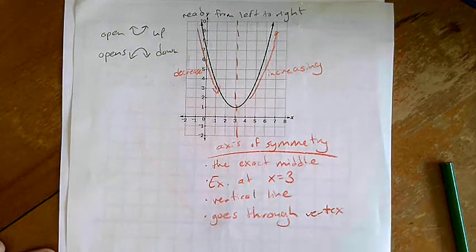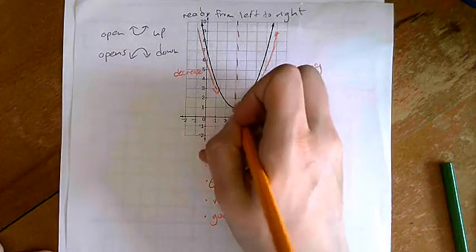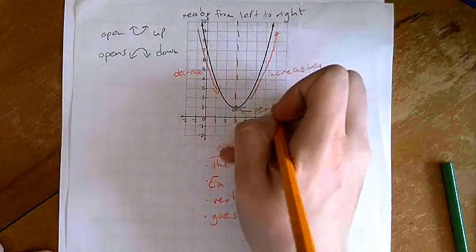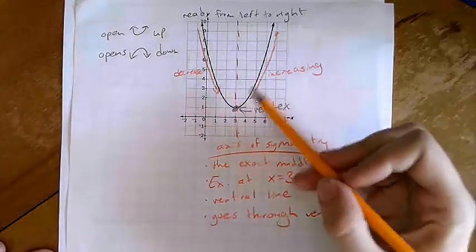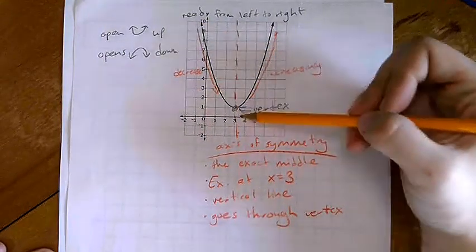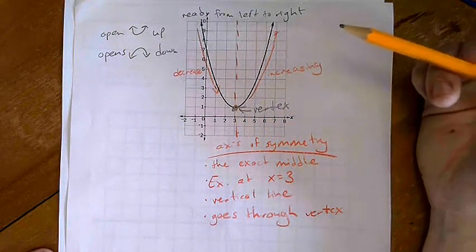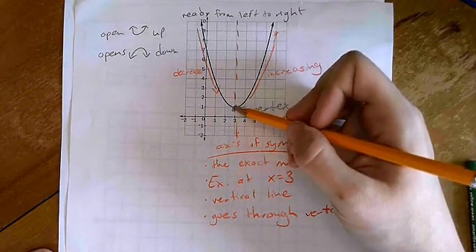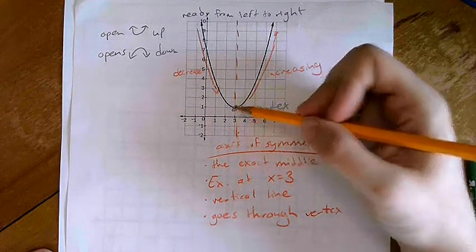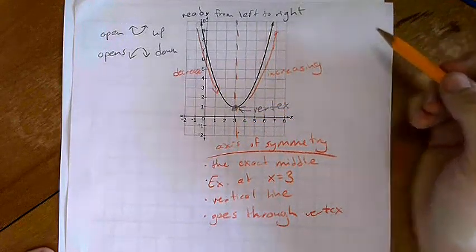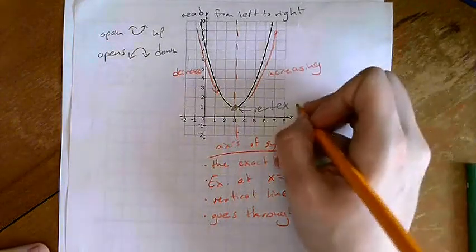Now the vertex is a very special point. It is right here. So that is the vertex. The vertex is where it switches from decreasing to increasing. Another way of thinking about it is it's either the lowest that the graph will go or it's the highest that the graph will go. So the vertex is very, very important.